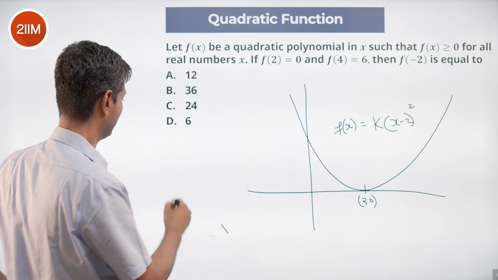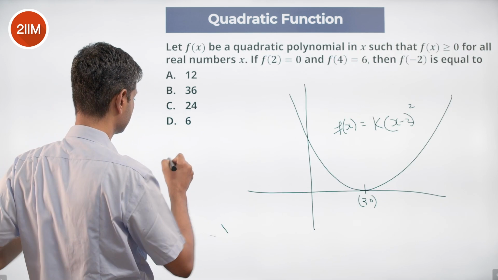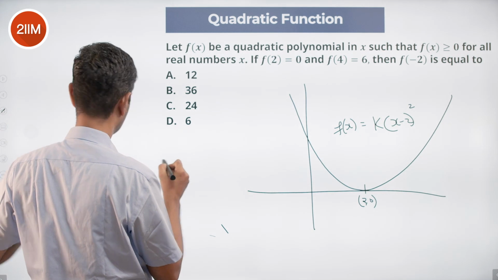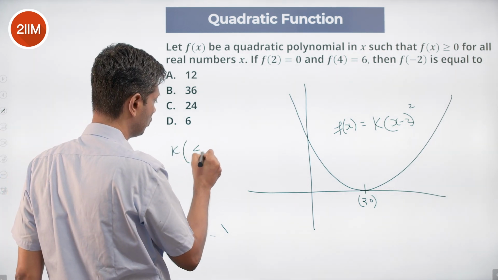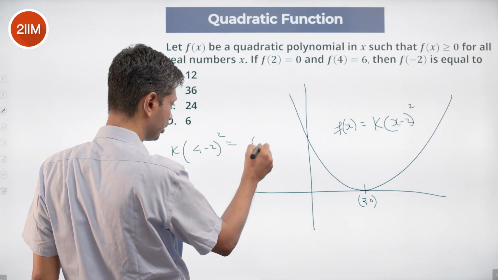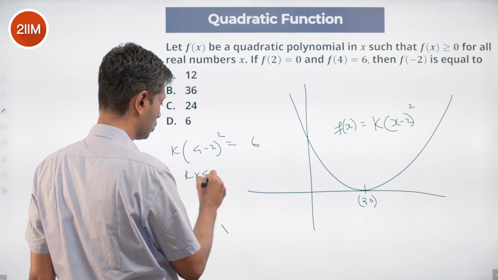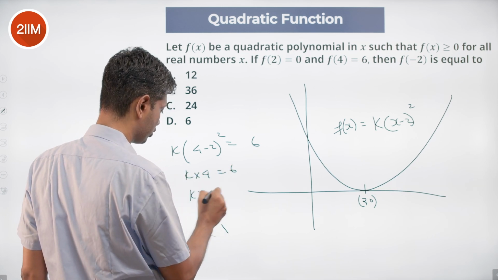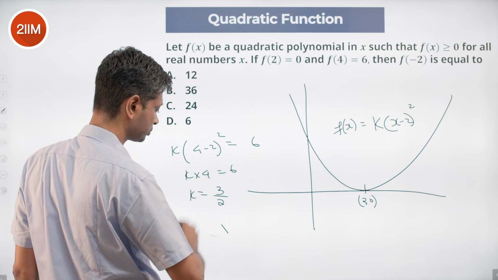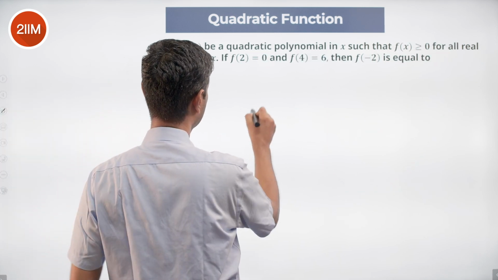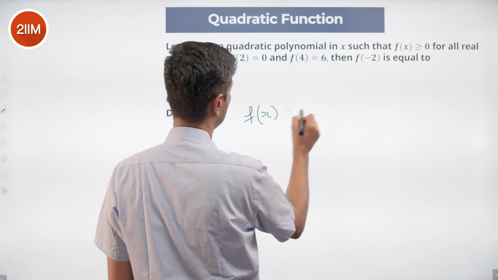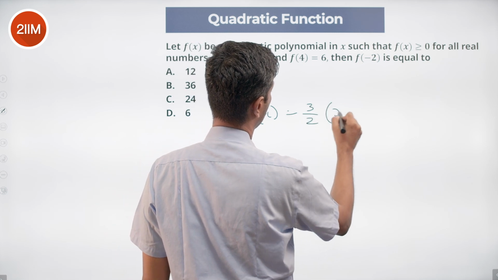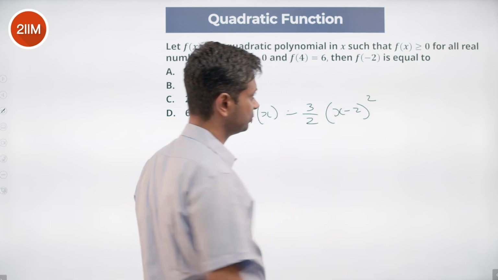Nice. f of 4 is 6. So k times 4 minus 2 whole square is 6. k times 4 is 6. k is 6 by 4, which is 3 by 2. So our curve f of x is 3 by 2 times x minus 2 whole square.